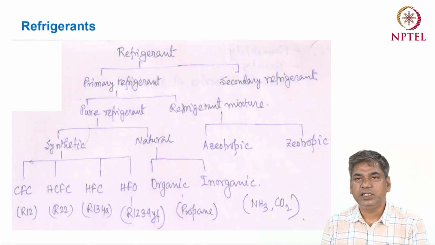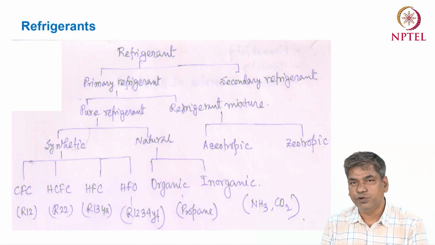And then again the primary refrigerant can be the synthetic refrigerant, that means the man-made refrigerant, or the natural refrigerant, which is already available in our environment. So the synthetic refrigerant can be classified into four groups.